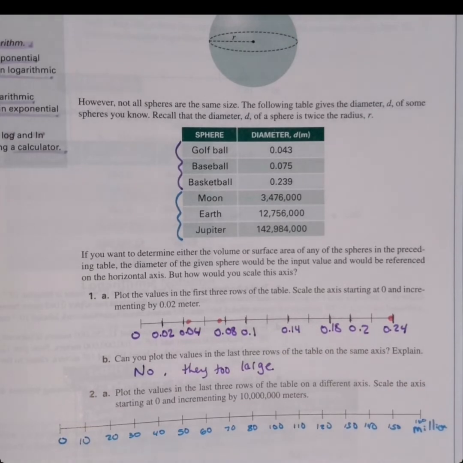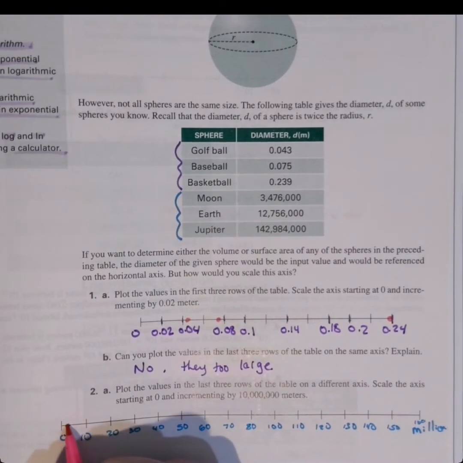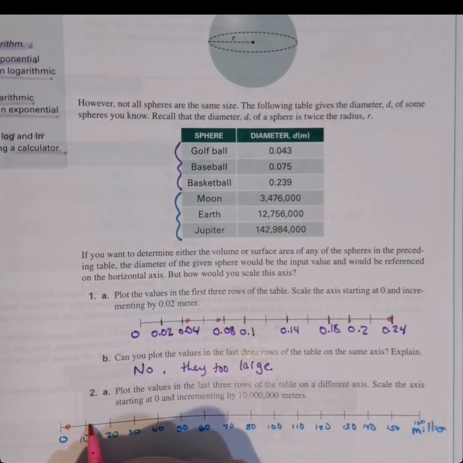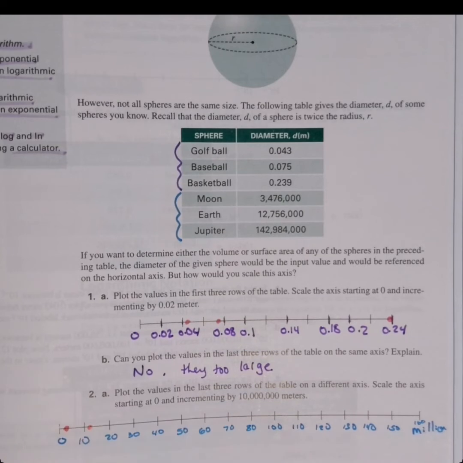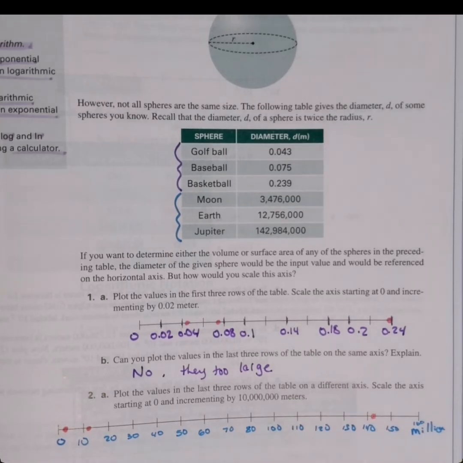Okay, so now we again will plot on this scale the moon. The moon is only 3 million. So if this is 0 and that's 10 million, then halfway would be 5. So I'm a little under halfway, just an estimate like that for our moon. The earth, 12 million. So halfway is 15. So 12 million, a little bit bigger than the 10. And Jupiter, 142 million. So we've got 140, 145. So it would be in the middle. So 142, almost 143 million, somewhere over there.